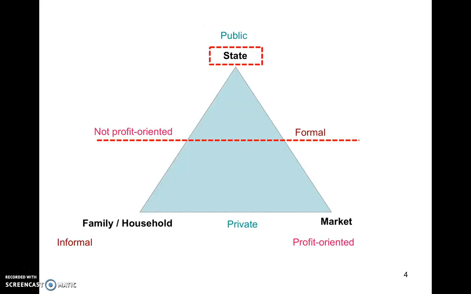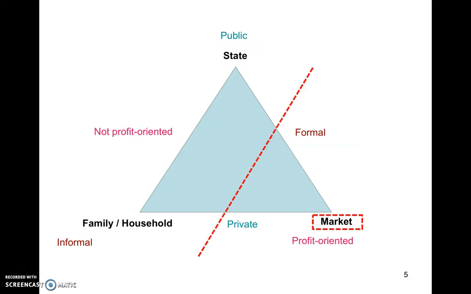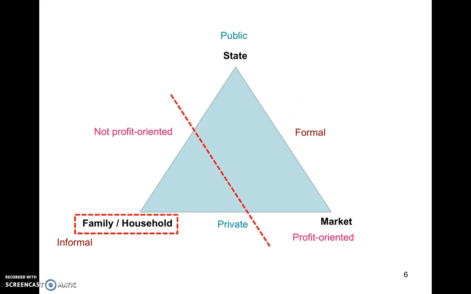The state is public, formally organized, and not profit-oriented. The market is private, formally organized, and profit-oriented. The family is private, informal, and not profit-oriented. These three spheres have different strengths and weaknesses, which explains why a combination is required for effective welfare production.